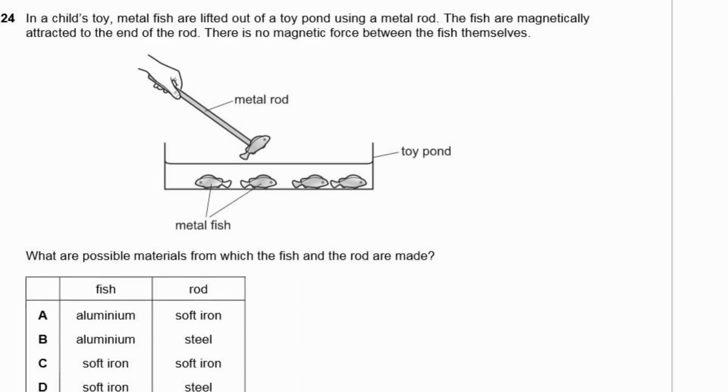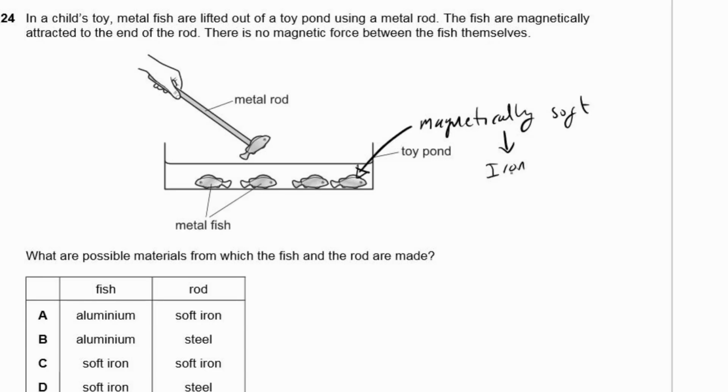24. In a child's toy, metal fish are lifted out of a toy pond using a metal rod. The fish are magnetically attracted to the end of the rod. There's no magnetic force between the fish themselves. Ooh, right, okay. What are the possible materials from which the fish and the rod are made? Okay, possibilities, we get aluminium, soft iron and steel. Now, if these fish aren't normally attracted to each other, then they're magnetically soft. Which means they don't keep their magnetism, and that would be iron.